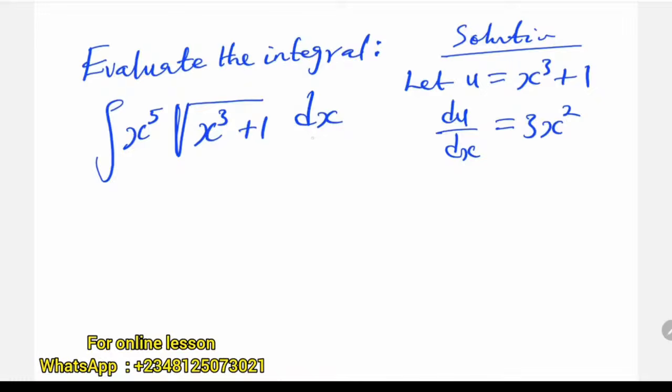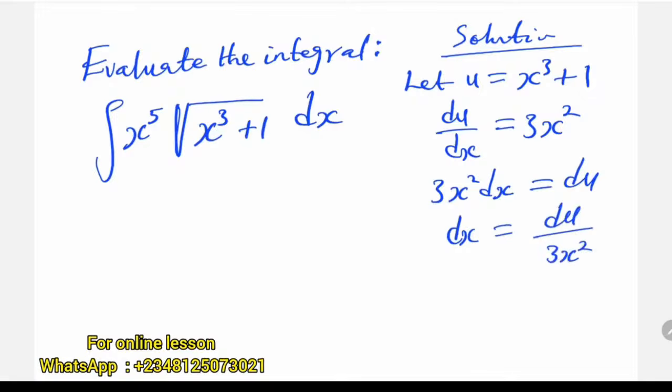We need to make dx the subject of the formula so that we can substitute for this dx here in this expression. So here we can cross multiply, or simply take a reciprocal. Let's just cross multiply. If I cross multiply, I'm going to have 3x squared dx equal to du. You can leave it like this, no problem. Or you can as well say dx equal to du over 3x squared. You leave it like this, no problem. We are good to go.